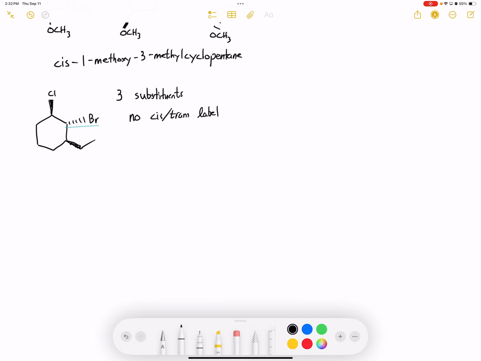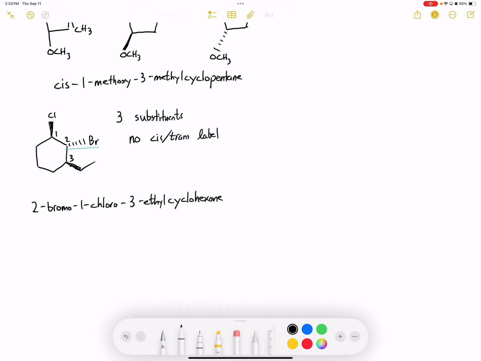All right, so how will we number the substituents in this example? Coral should have what number? 1. Like that. So now, alphabetical order: 2-bromo, 1-chloro, 3-ethyl, cyclohexane. Good. All right. Now let's look at this next example.